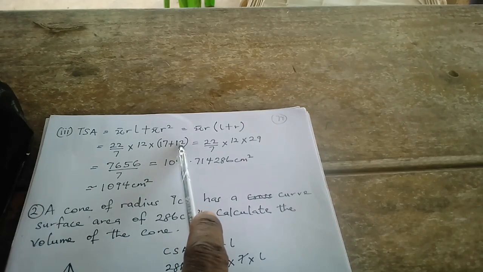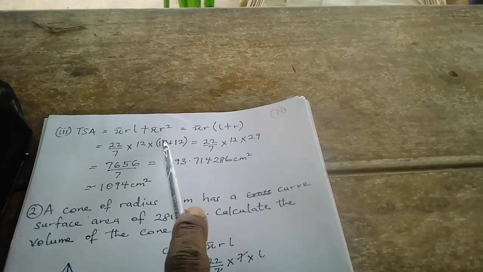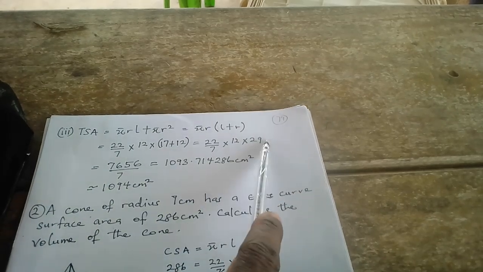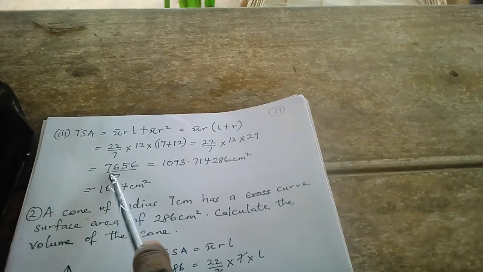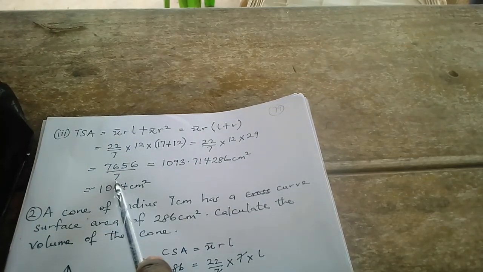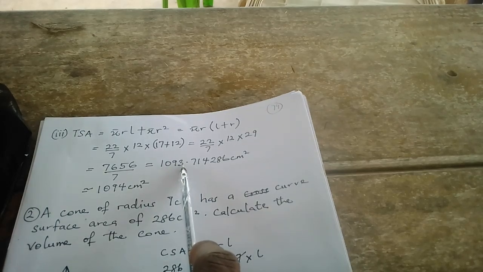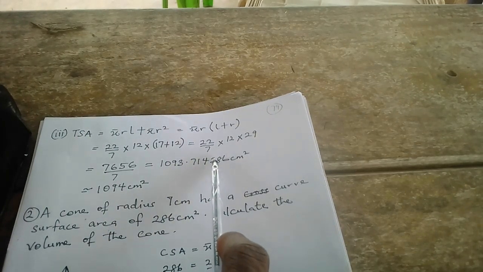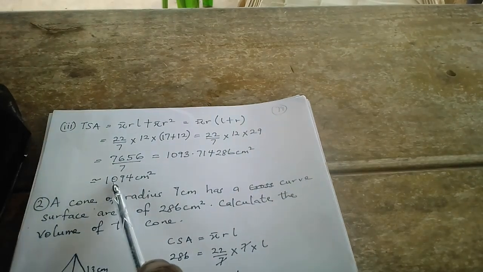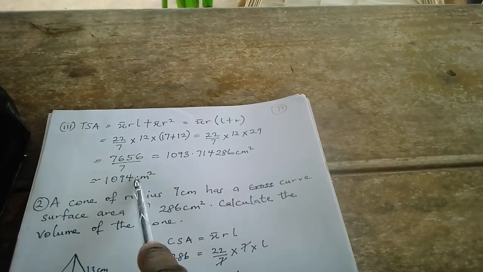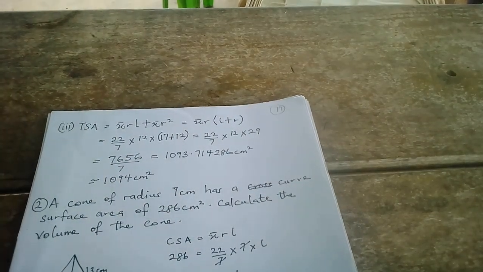So when you compute this, you have 22/7 times 12, times 17 plus 12, which is 29. When you multiply the numerator, you get 7,656 over 7. When you divide it by 7, you have 1,093.71426 centimeters squared, which is approximately 1,094 centimeters squared. Now, let's consider the second example.